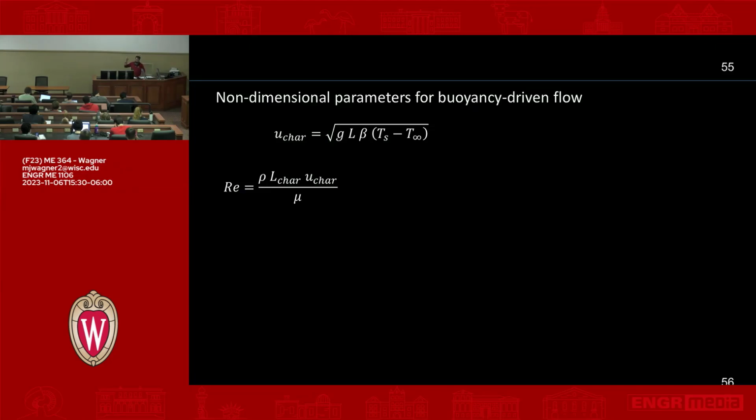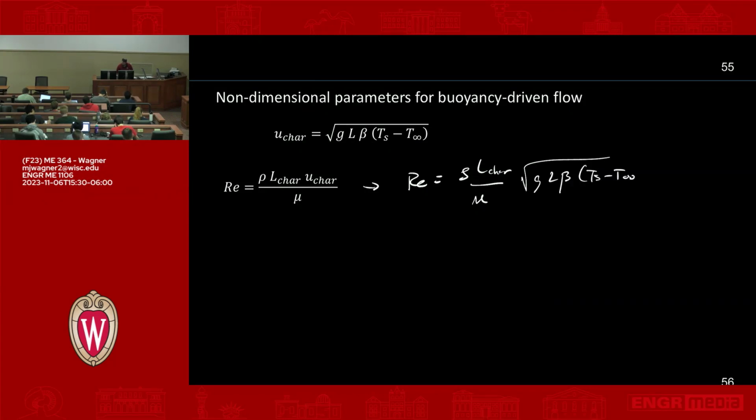Let's take our model of characteristic velocity and apply it to the Reynolds number that we've already established. We have a Reynolds number, a characteristic length, and a characteristic velocity. So let's take our Reynolds number definition and substitute in the characteristic velocity. Rewriting, Reynolds is equal to rho L characteristic over mu times this U characteristic, which is the square root of g L beta (Ts minus T infinity).